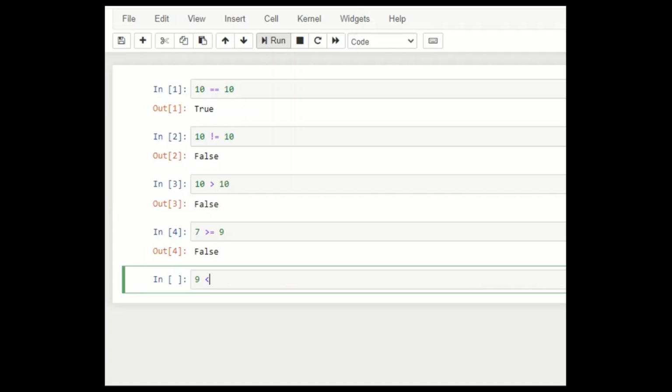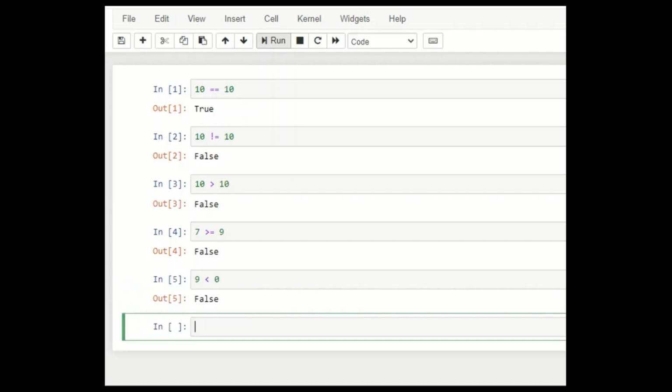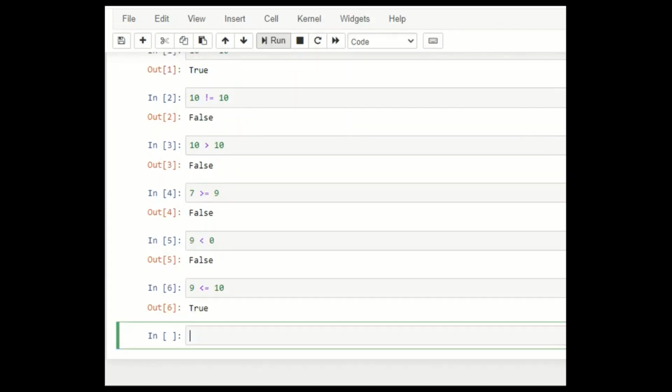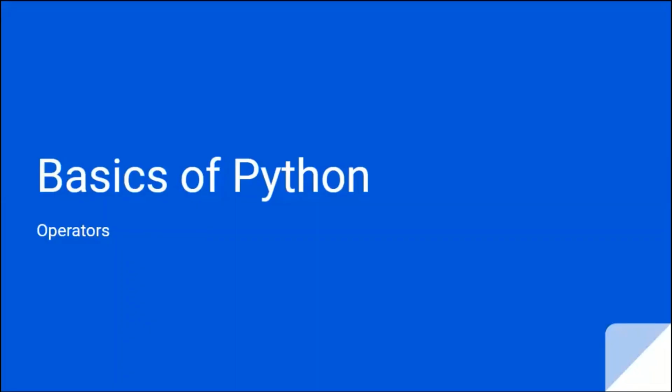Okay, let's take numbers other than 10, like 7 greater than or equal to 9, which should return false. 9 less than 0, false again. 9 less than or equal to 10, that should return true, which it does. In this video, we saw the basic operators, arithmetic operators, and our comparison operators.